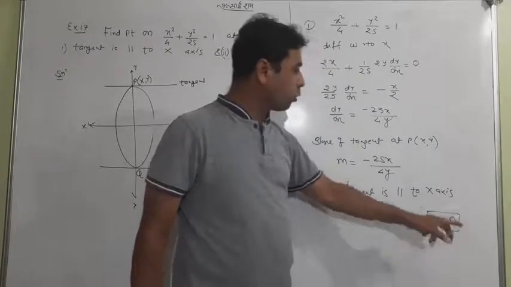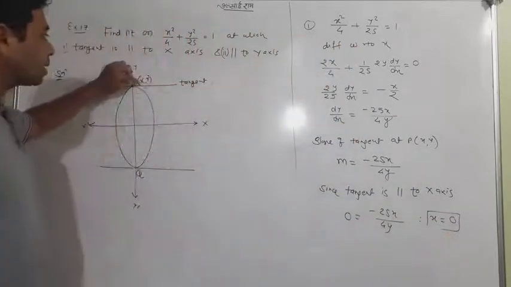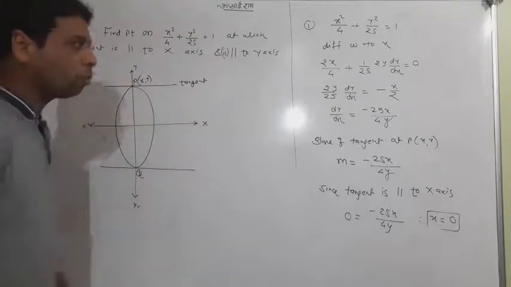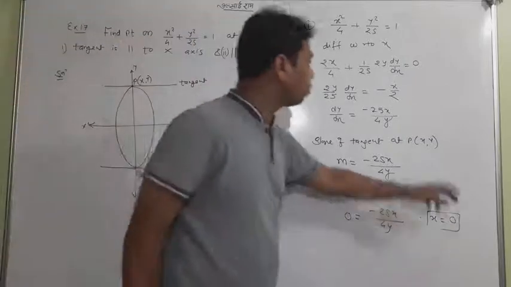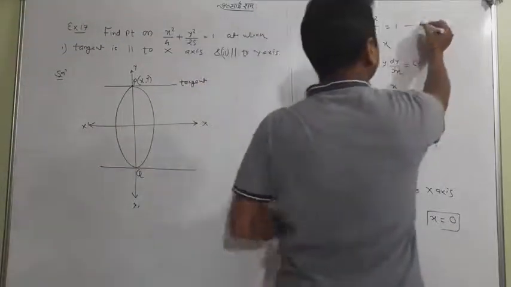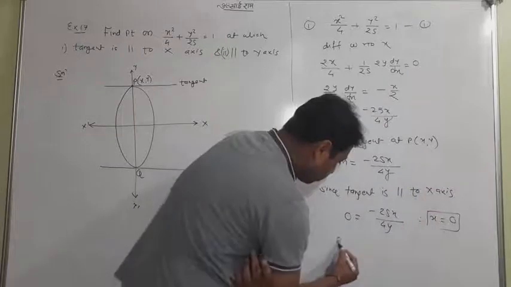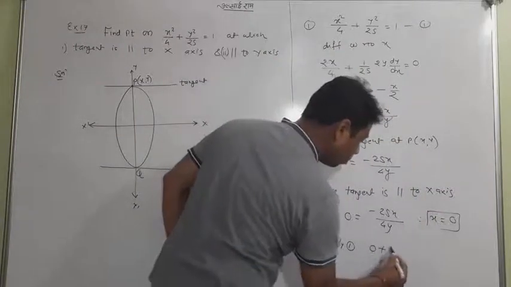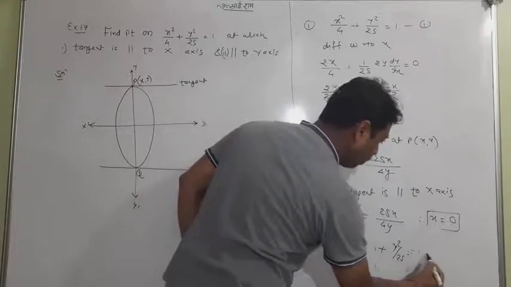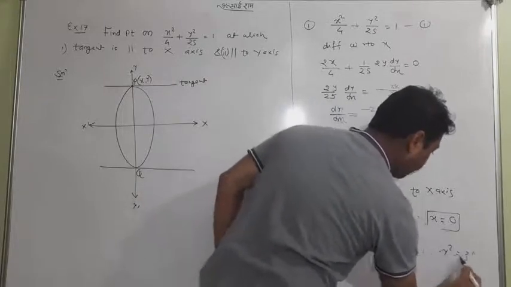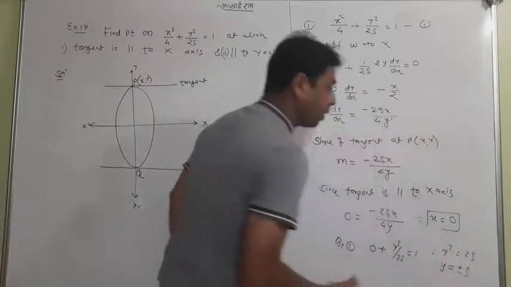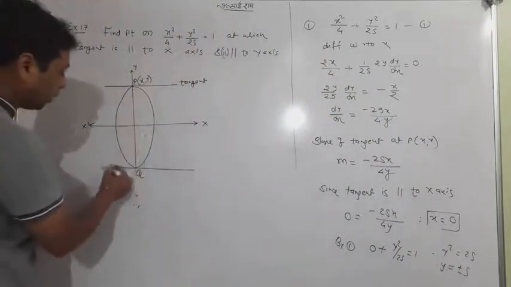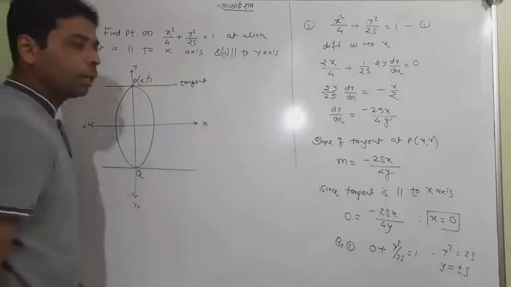When x is equal to 0 has come, for here or here, at both the ways, definitely x will be 0. But what about y? So we put x is equal to 0 in the equation. So y, students: 0 plus y square upon 25 equal to 1. So y square equal to 25, y will be plus minus 5, and I think you have got till now that the first point is P and the second point is Q, because at both points tangents were parallel to the x-axis.